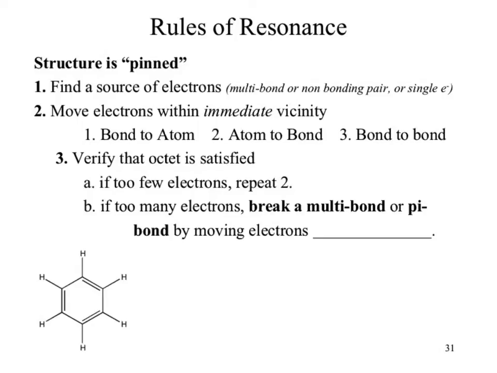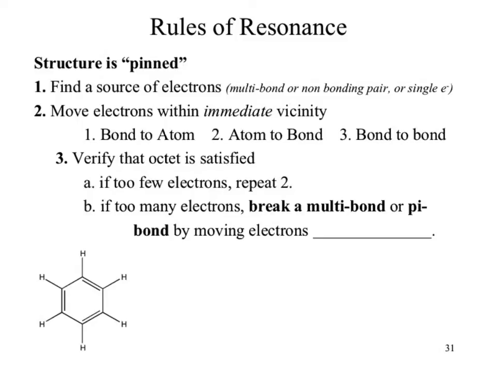Once we're given a structure, how do we manipulate resonance? Rule number 1, find a source of electrons. How do we know we have electrons? Bonds. A line, a bond, represents electrons. How else do we know we have electrons? Lone pairs, those little dots. Guess what the dot represented? An electron. So we're just trying to find a source of electrons and then see if we can move it.